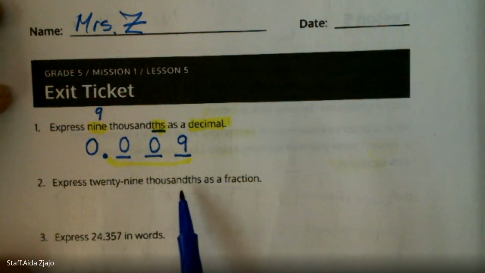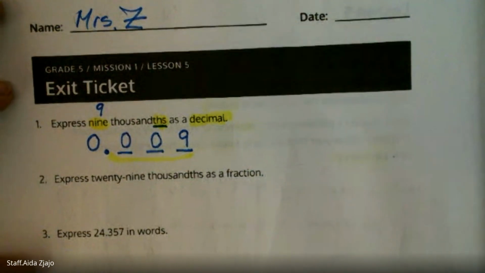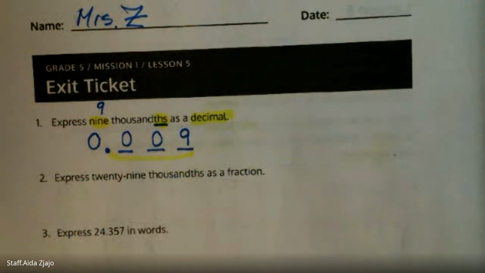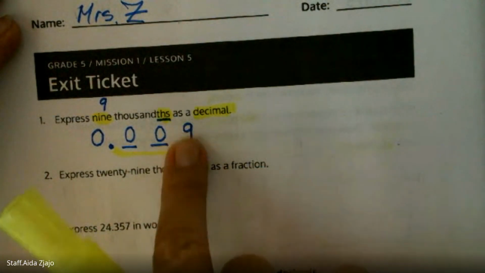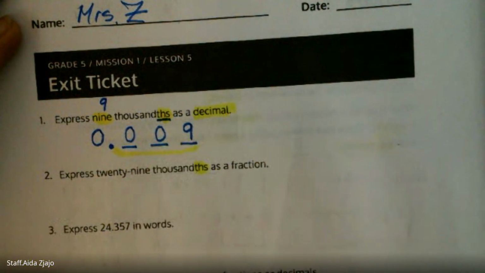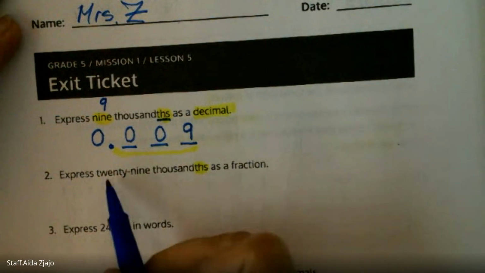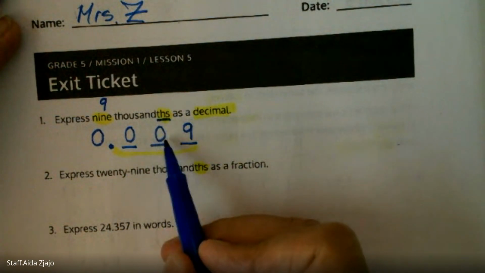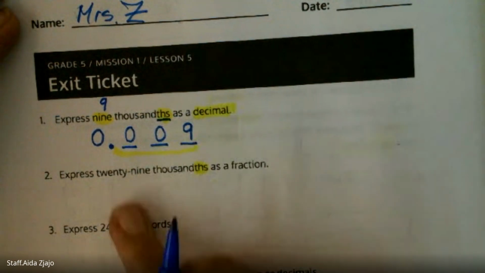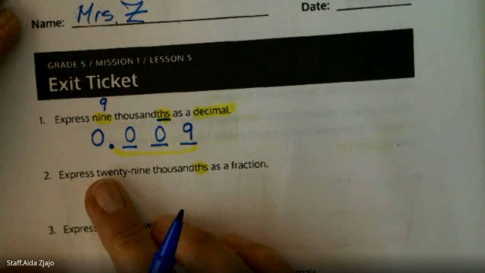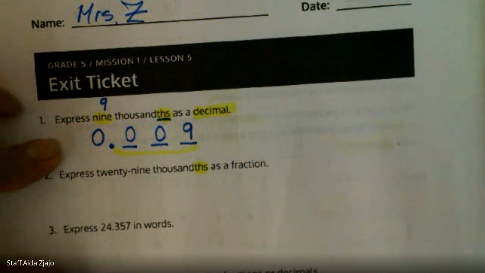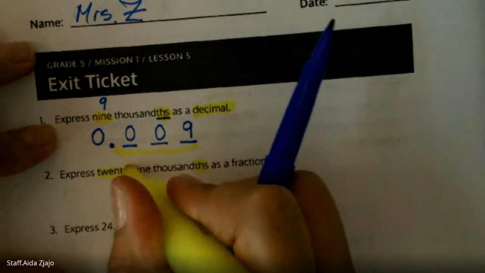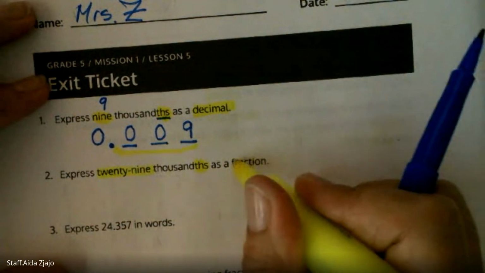Express 29 thousandths as a fraction. Now, this was a decimal representation. Now, you see, we have not 9, we have 29 thousandths. So if I needed to show it as a decimal, I would say 0.029. But this is also a decimal number, so it doesn't have a whole. 29 thousandths as a fraction.